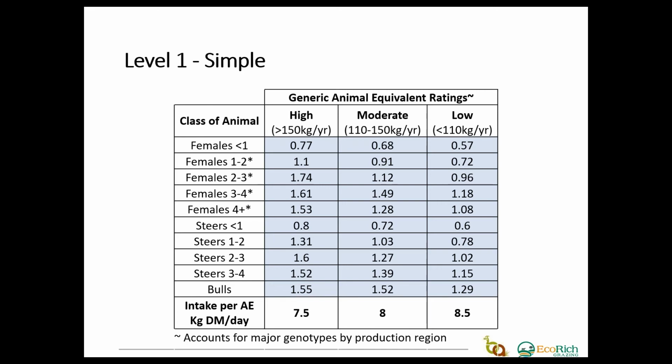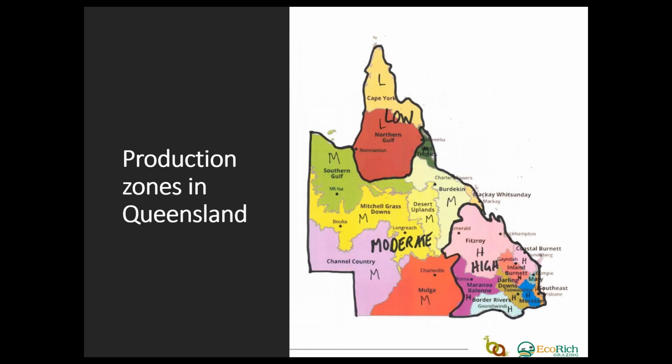So the AE ratings there, and then steers from weaning to 1, 1 to 2, 2 to 3, 3 to 4. And then bulls, and then the intake constant to be applied per AE there. So this is the base level. If you just want to say, okay, let's base the breeding herd ratings off what your annual live weight steers are, here we are. We don't need to match weight to weight gain if you don't want to, just apply this. And these are the broad zones we've applied using the GLM data.